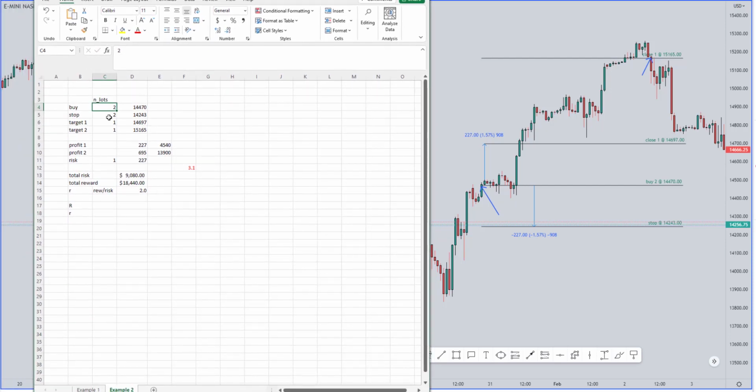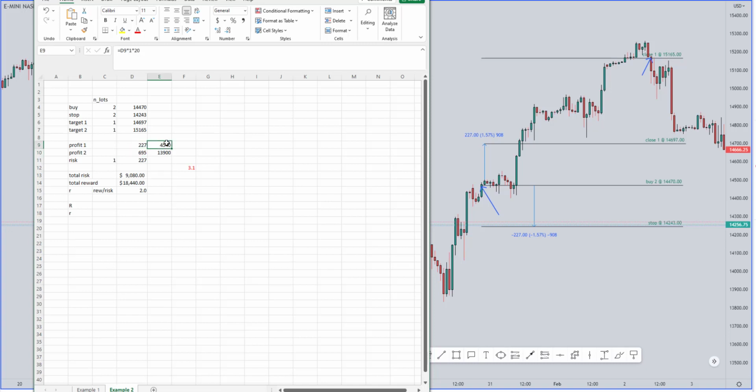There we go. So you buy 2 lots at 14,470 and your stop on both lots is 14,243. Your first target is 14,697 up here. Your second target is 15,165 up there. All right. So on your first profit, that minus that is 227 points. And on the second one, you made 3 times more.